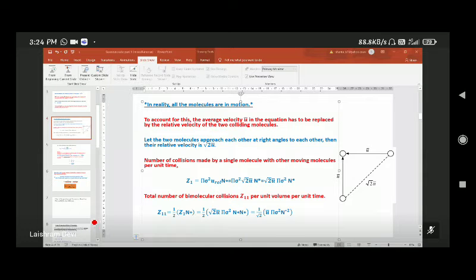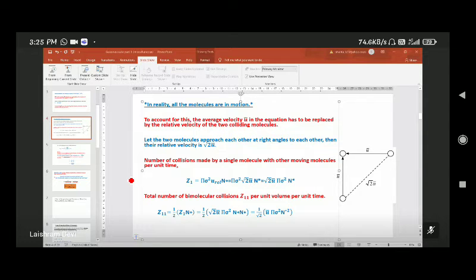Let me tell you. As your subscripts also suggest, here in Z11 there are two subscripts and here in Z1 there is only one subscript. Z1 means it can be Z1, Z2, or any variable Zn. Z with a variable means that one single molecule is undergoing collision with other molecules. Z1 means molecule number 1 is undergoing collision with all the rest of the molecules.